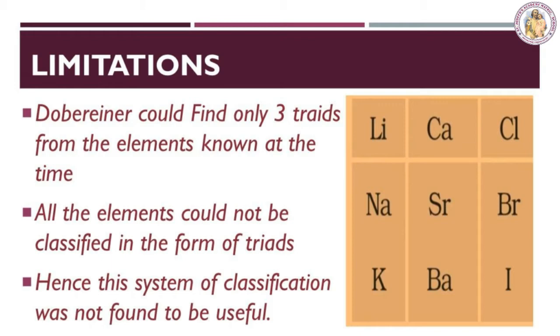Limitations of Dobereiner's law. Dobereiner could find only 3 triads from the elements known at the time. All the elements could not be classified in the form of triads. Hence, this system of classification was not found to be useful. So, other methods of classifying elements were developed, that is Newlands' Law of Octaves.